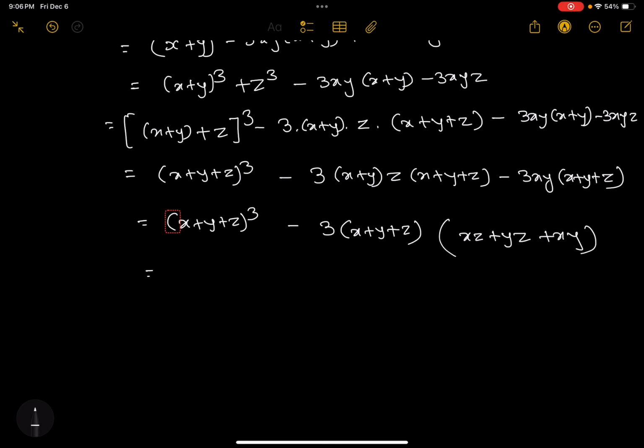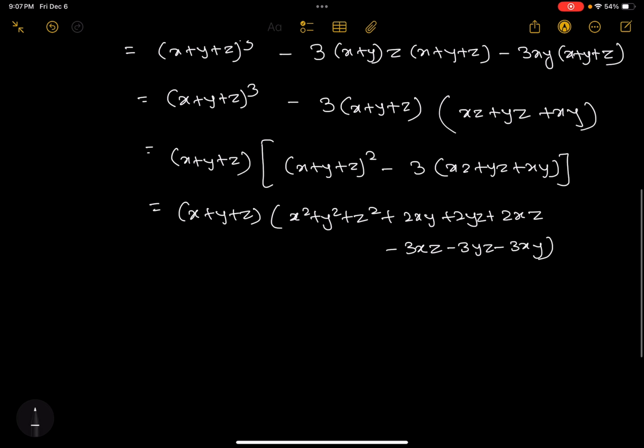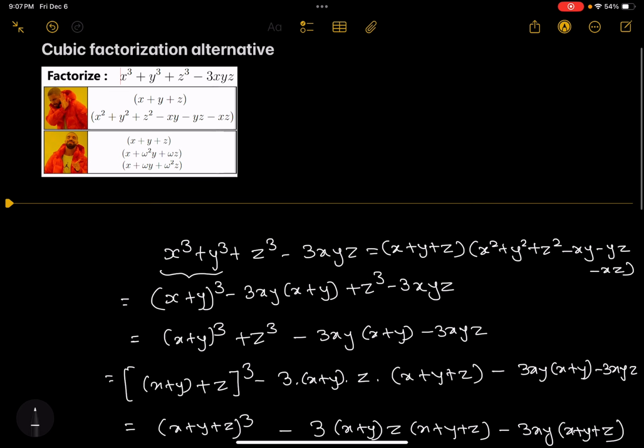So now if you take x plus y plus z common, over here you will have x plus y plus z whole square minus 3 times xz plus yz plus xy. Now just take the square of this. It will be x square plus y square plus z square plus 2xy plus 2yz plus 2xz, minus 3xz minus 3yz minus 3xy. So this is x plus y plus z times x square plus y square plus z square minus xy minus yz minus xz. Okay, so we have got the first factorized form.